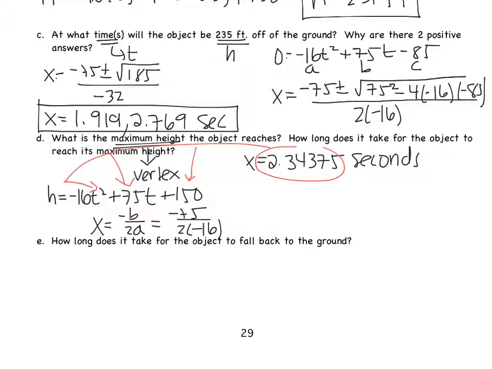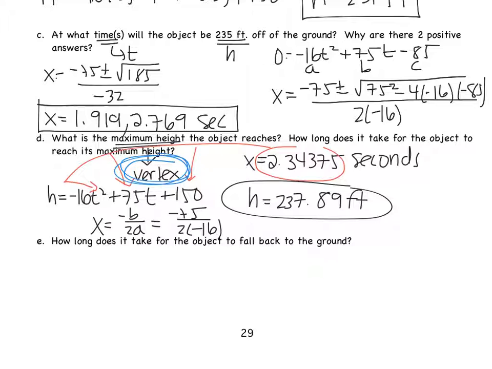So when I do that, I get my maximum height to be 237.89 feet, about. I'm rounding that. So after 2.34 seconds, our object reaches a maximum height of 237.89 feet. And what I would like you to do is circle really big the fact that you're finding the vertex. So again, this goes back to something you learned at the very beginning of the chapter, that the vertex is always going to be the maximum or the minimum.